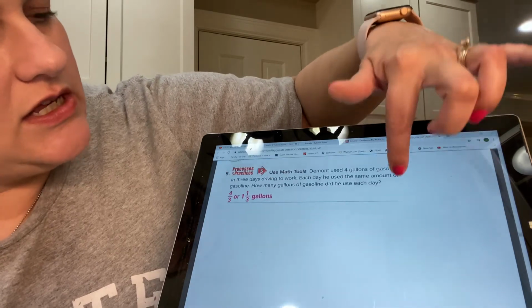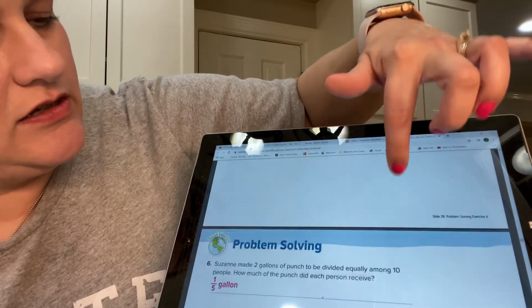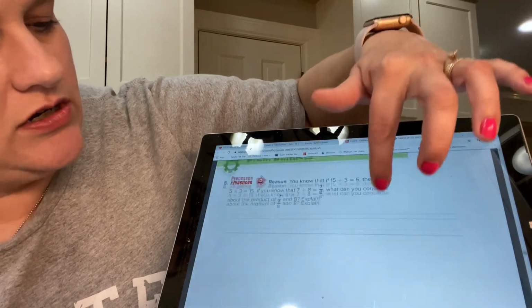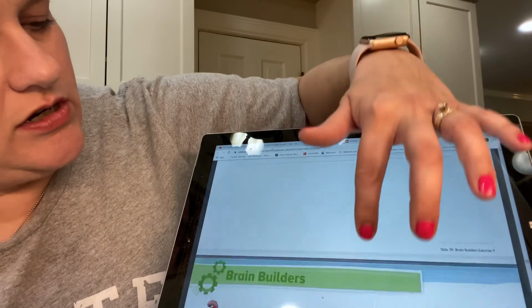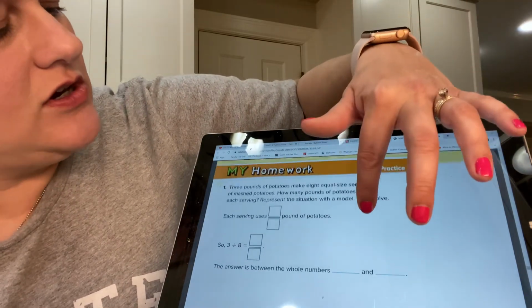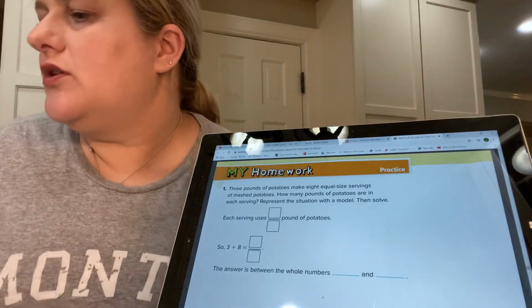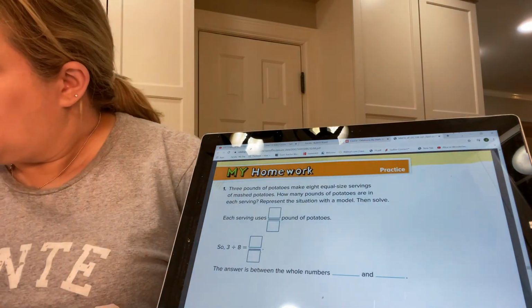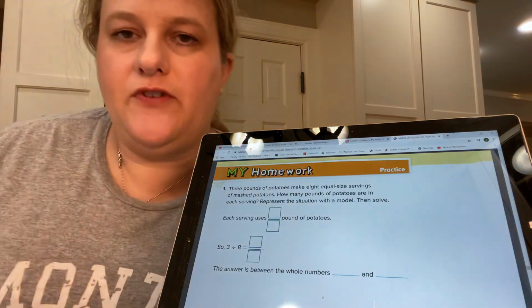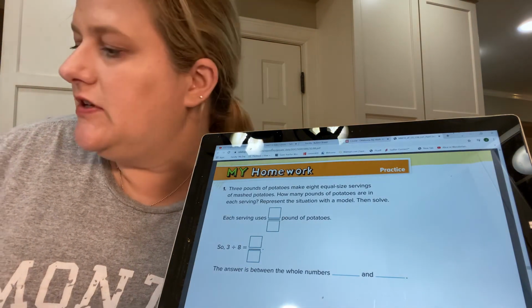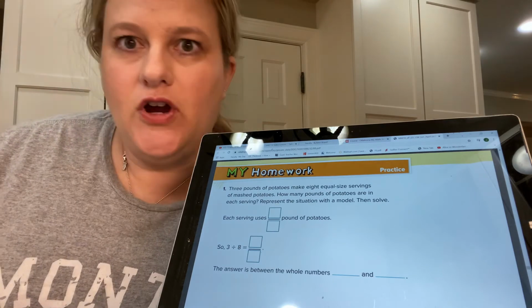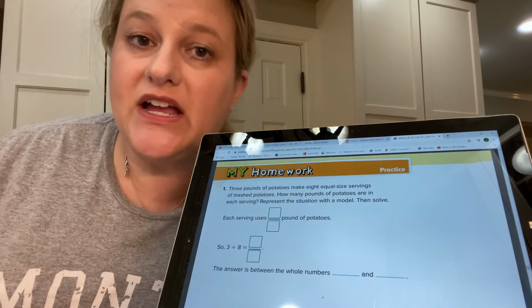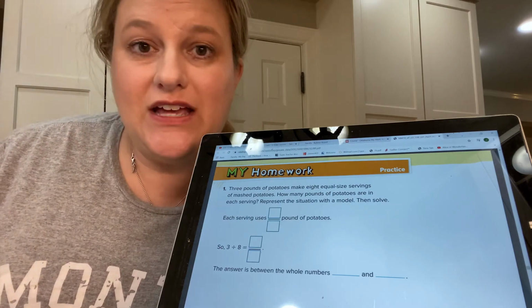Okay, we're not going to do the hot problems for this. So that's all the independent practice that I'm going to require. Your homework is down here. So for homework, you are going to do pages 555 and 556, and then you're going to take a picture of those and send them to me through the Remind app, or if you can't do that, scan and email it to me.